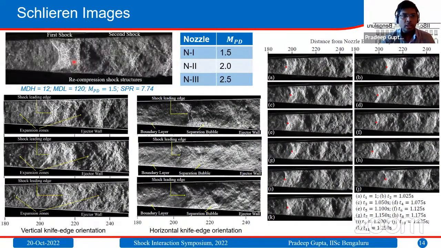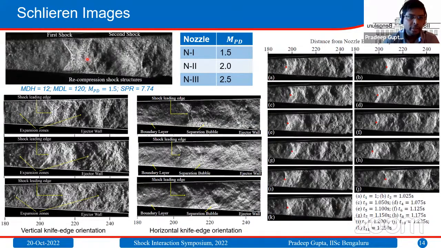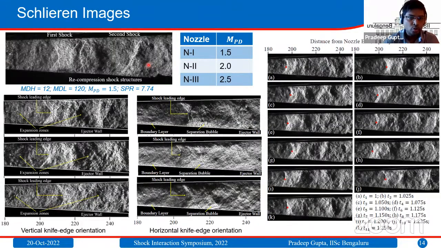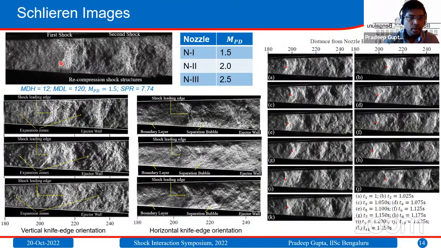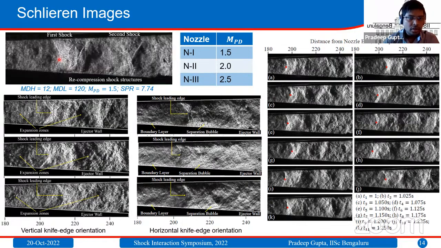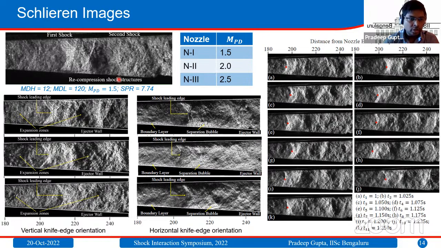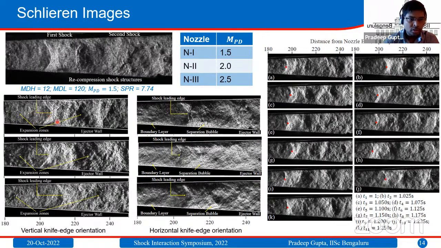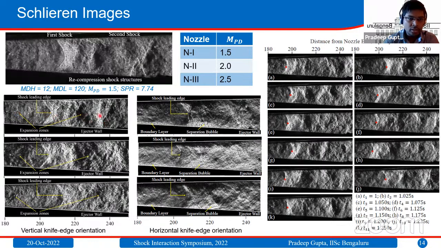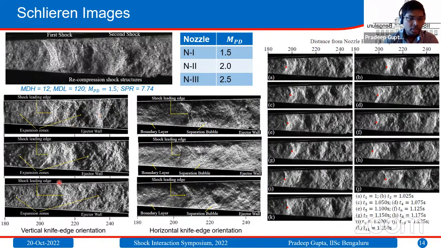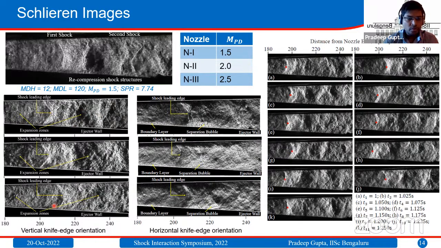Here we can clearly see we had focused our viewing area in the diffuser section from 180 to 250 from the nozzle edge. This is the primary SAT, and we have the expansion wave and the secondary SAT clearly seen. Here we have marked the primary SAT, this SAT structure, these are the expansion waves, and this is the secondary SAT. These 3 images correspond to nozzles 1.5, 2, and 2.5.